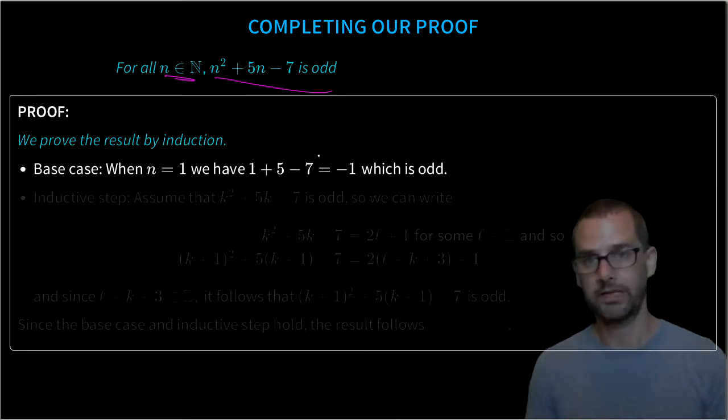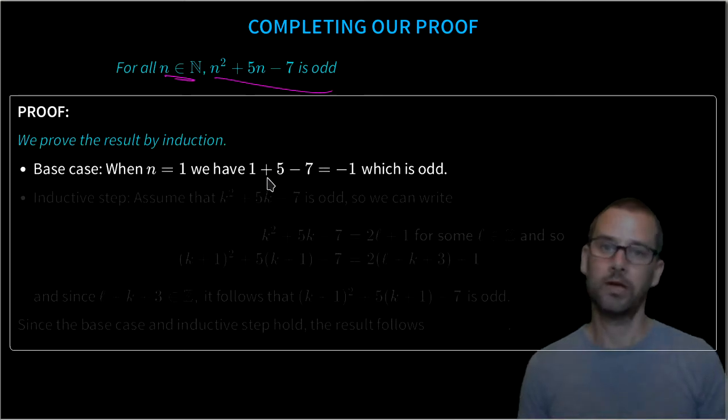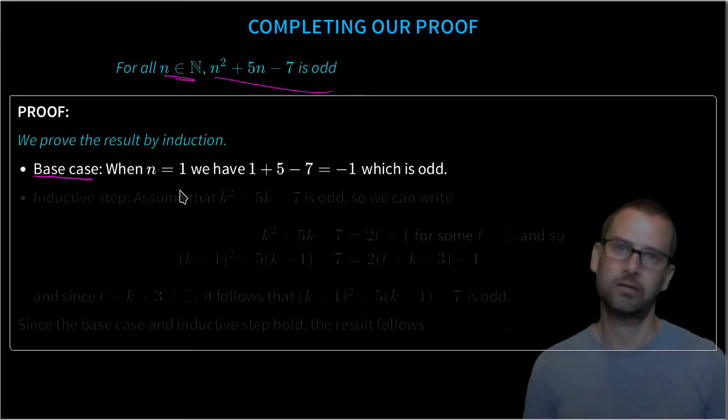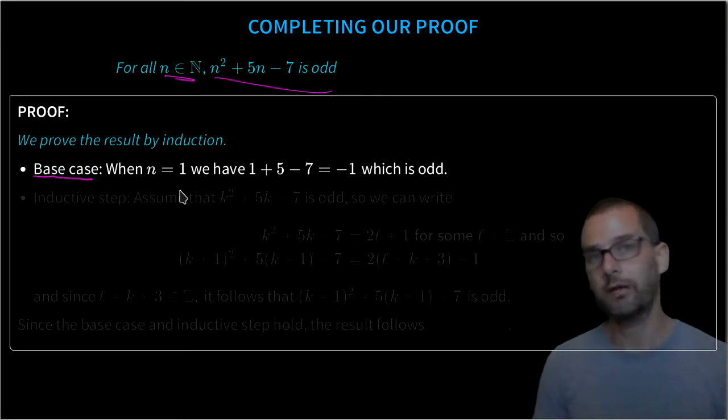So, base case. When n equals 1, we have 1 plus 5 minus 7 minus 1, which is odd. So the base case is true. And I've even labeled this base case. Now, probably don't really have to do that, but it doesn't hurt to do that, and it does make it easier for someone to follow.